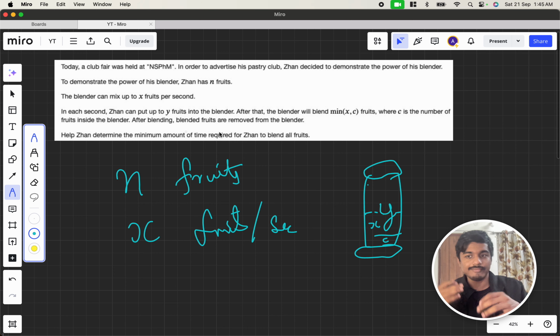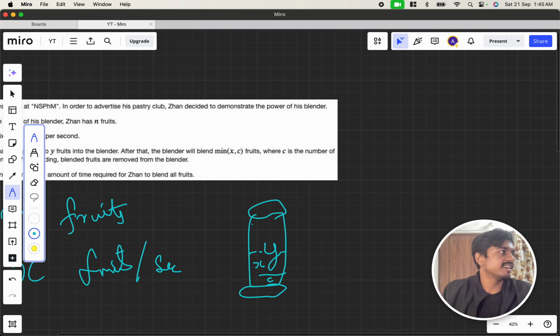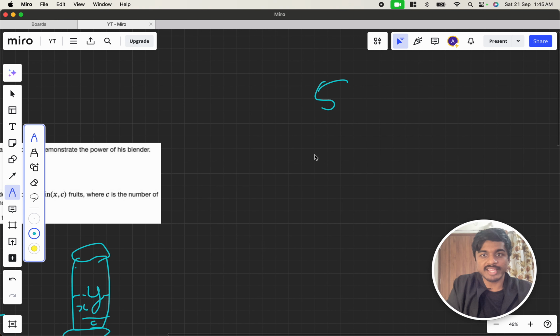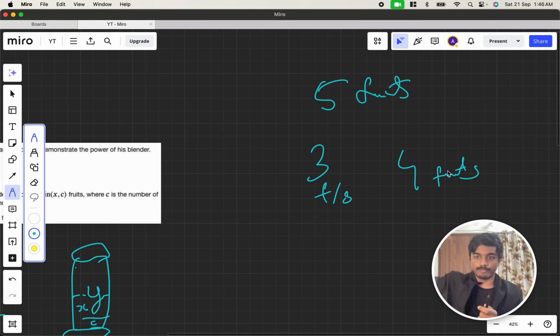So it's better we take a sample problem and try to solve it. We will take the example. In the example they gave 5, 3, 4. 5 represents that 5 fruits are there, 3 represents the number of fruits the blender can blend per second, so 3 fruits per second, and 4 is the capacity. In total we can put 4.